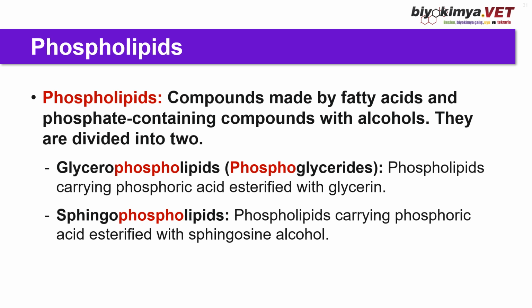So the point at which they differ is the alcohol used as a backbone. In the phosphoglycerides, the backbone is provided by glycerin, and in sphingolipids, sphingophospholipids, it is provided by sphingosine alcohol.